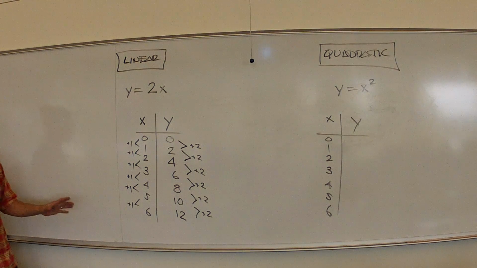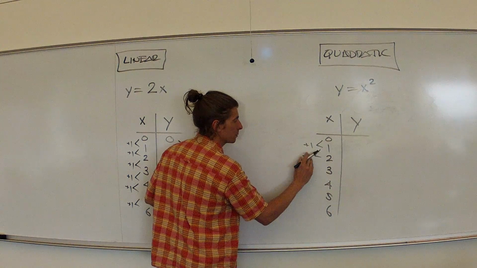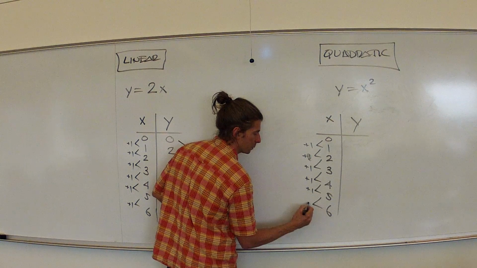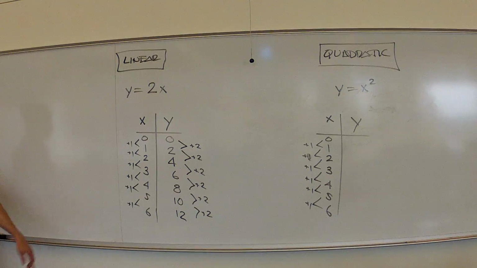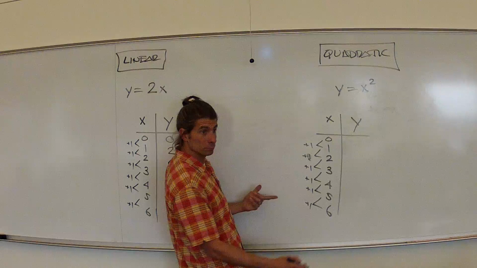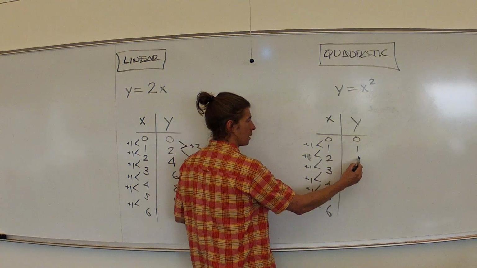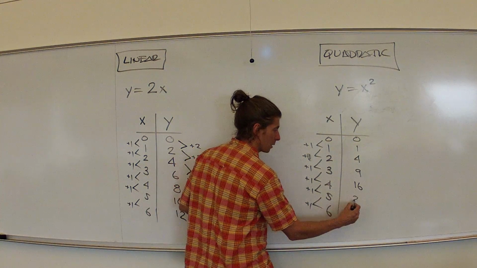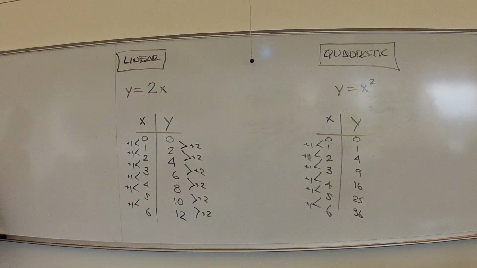So, notice we get the exact same changes in x. Plus 1, plus 1, plus 1, plus 1, plus 1, plus 1. Beautiful. So, it starts the same as this one over here. Let's do the y values for that one. If x is 0, what's y in this one? 0. 0 squared is 0. 1, 4, 9, 16, 25, 36. Okay, friends. So there are the squares of the inputs.